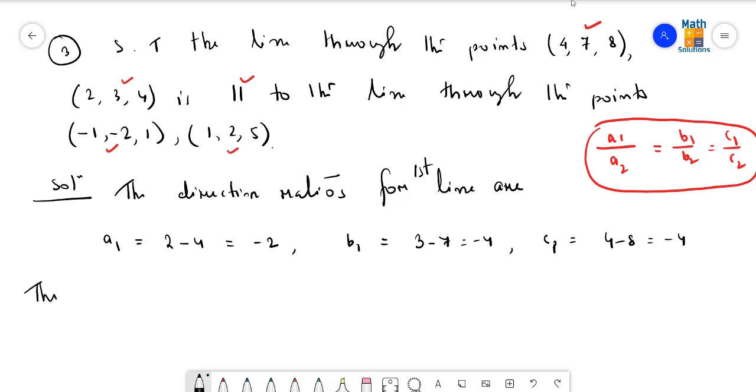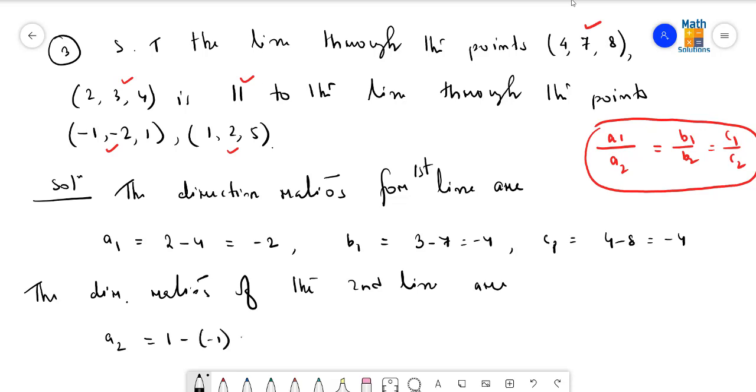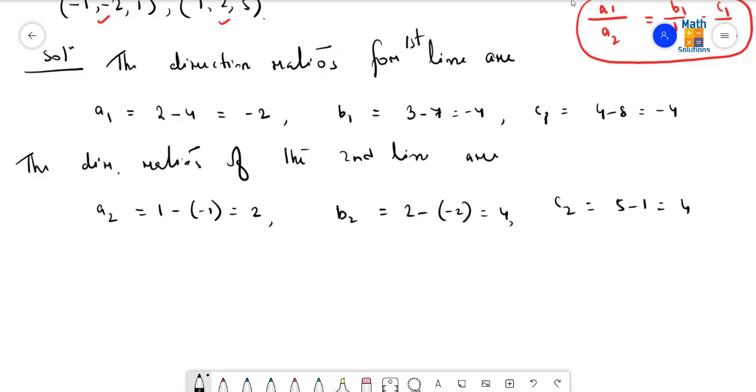Then the direction ratios of the second line are: we get here A2 is equal to 1 minus -1, it is 2. Then B2 is equal to 2 minus -2, it is 4. Then C2 we get here 5 minus 1 is equal to 4. So after this we shall be checking these ratios whether verified or not.